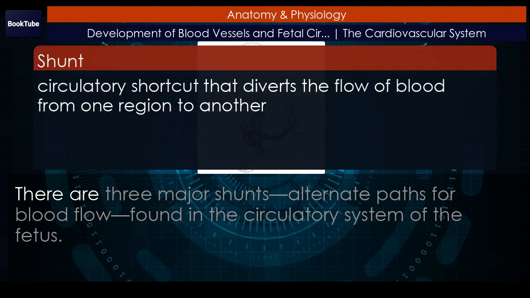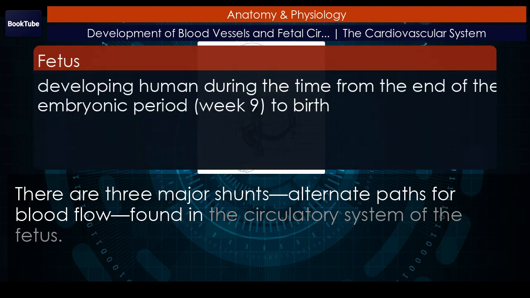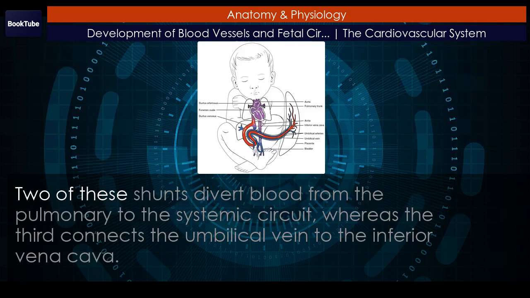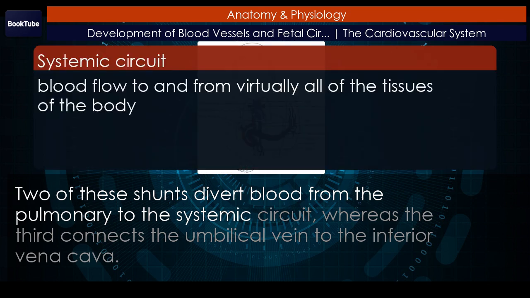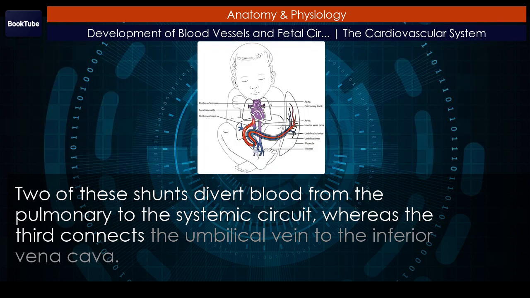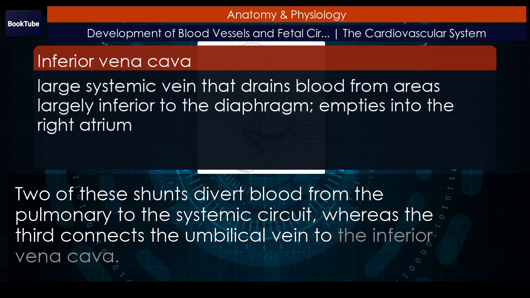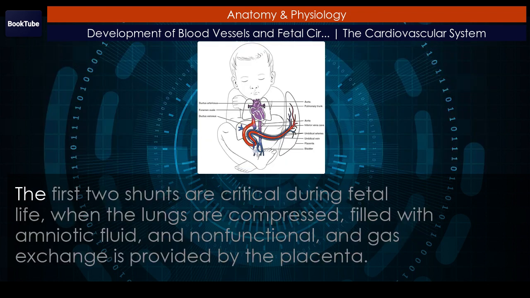There are 3 major shunts, alternate paths for blood flow, found in the circulatory system of the fetus. 2 of these shunts divert blood from the pulmonary to the systemic circuit, whereas the third connects the umbilical vein to the inferior vena cava. The first 2 shunts are critical during fetal life.